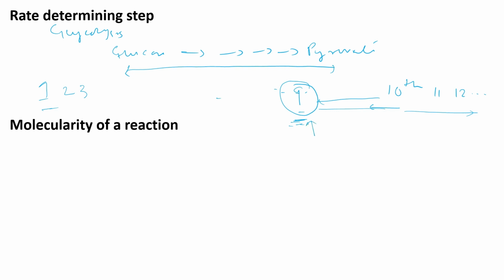So it doesn't matter whether the earlier steps are fast or slow. Until person 9 moves, if you are standing at the 10th position, you cannot move. It doesn't matter whether 1 is moving at a speed or not, 2 is moving at a speed or not, 3 is moving at a speed or not. Until and unless the 9th person moves, you cannot move. The 9th fellow is determining the rate of your whole queue. Similarly, in a chemical reaction, the rate determining step is the step which is slowest in nature. That will determine the rate of the whole series of reactions.